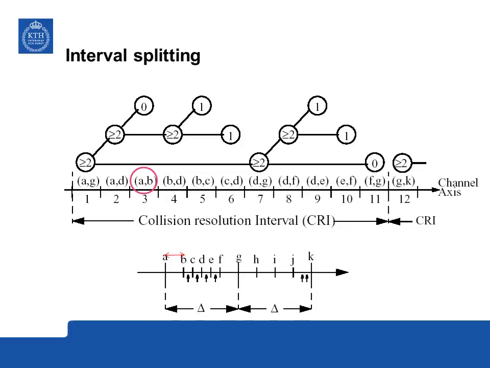And then we go back in our tree, and we go to the other half of the interval, B to D, and that will be in slot number 4, and so on, until the conflict is resolved, in this case in 11 slots. And then we start with the next interval, which will be G to K, which is the next epoch interval of size delta.